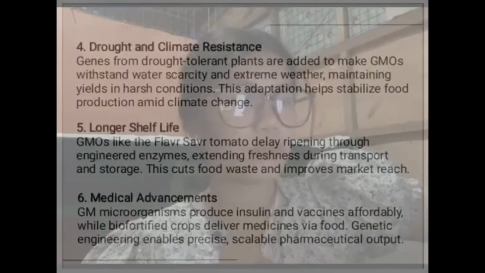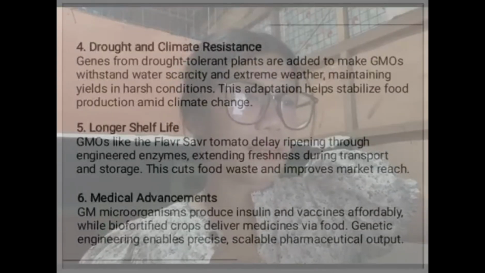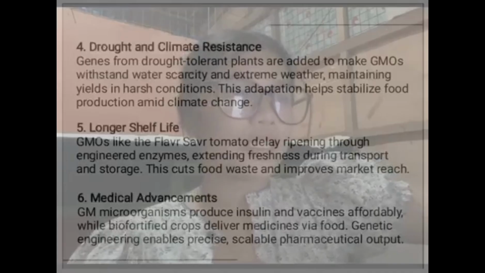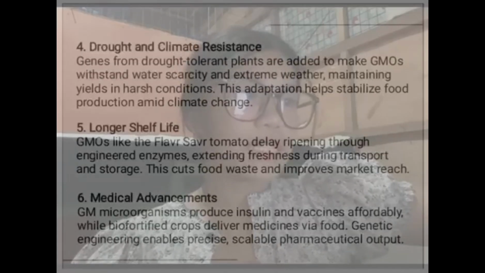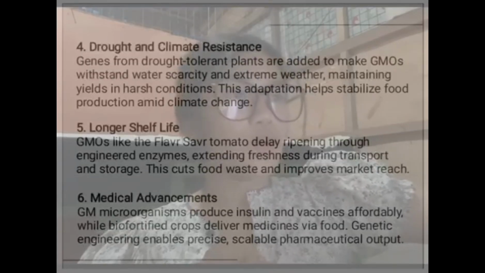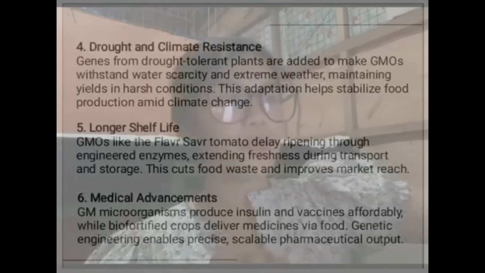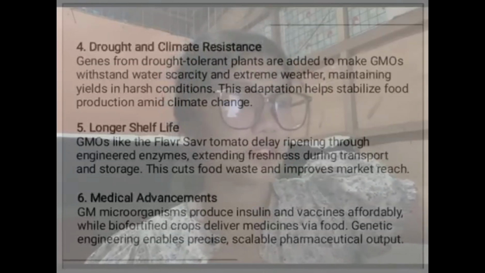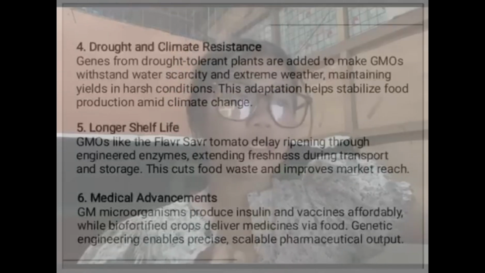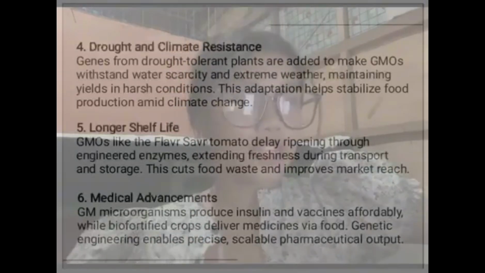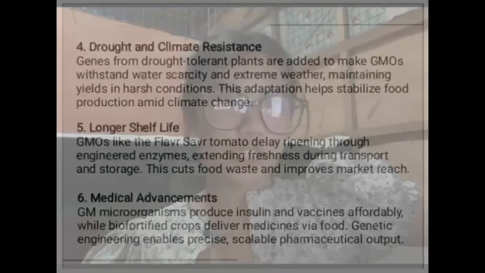Next, we have number 4, drought and climate resistance. Genes from drought-tolerant plants are added to make GMOs withstand water scarcity and extreme weather, maintaining yields in harsh conditions. These adaptations help stabilize food production amid climate change.